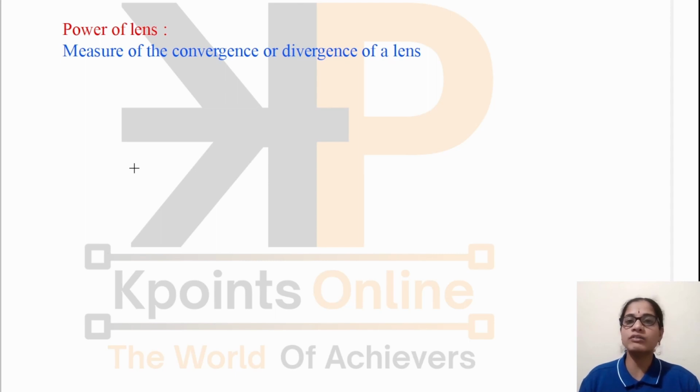So we say that power of lens is the reciprocal of focal length. Power of lens is given by reciprocal of focal length. The shorter the focal length, the more is the power of the lens. The longer the focal length, then the less is the power of the lens. And if focal length is having negative sign, then power of the lens is also having the negative sign. If focal length is having positive sign, then power of the lens is also having positive sign.